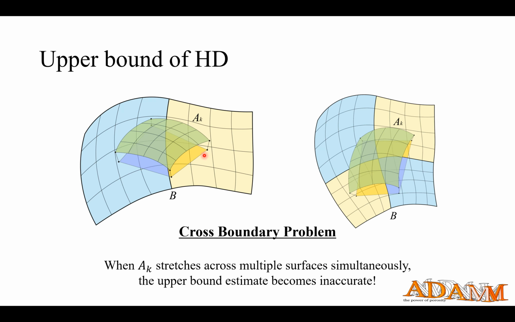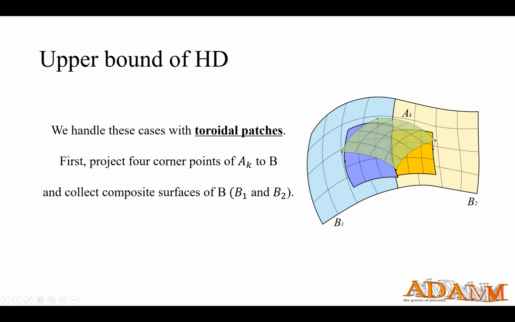However, this matching technique fails when A_k stretches across multiple different surfaces that have different parameters. As stated earlier, if not careful, this may generate too many recursive subdivisions of A_k. We call this problem the cross-boundary problem. We could handle the problem with toroidal patches.